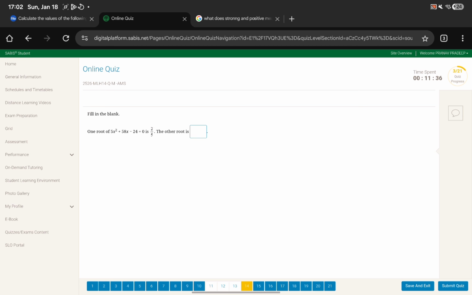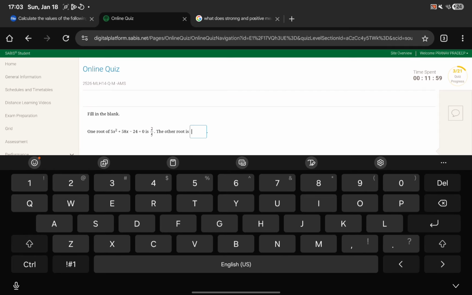Now here, you practically don't need to solve it on paper. Just do it on your calculator. Menu, and then go to A, polynomial. Put the values 5x squared plus 58x minus 24. You get x is 2 over 5, and the other value is negative 12.